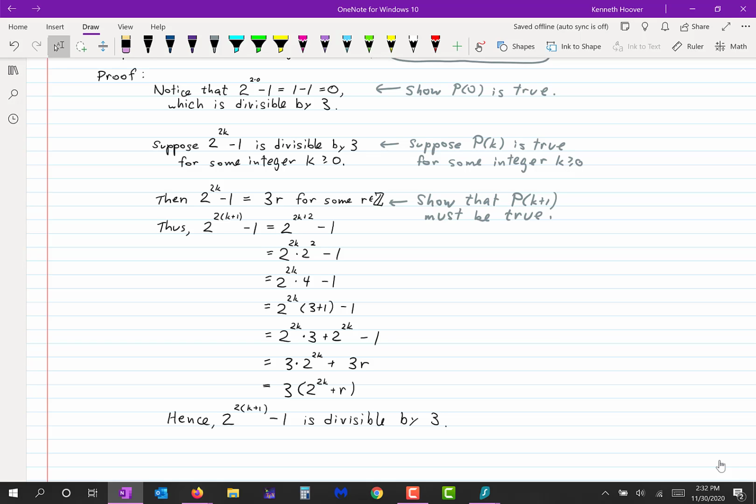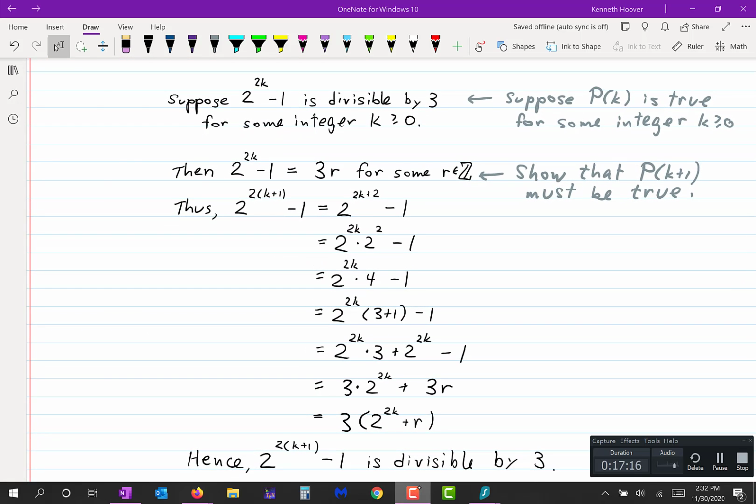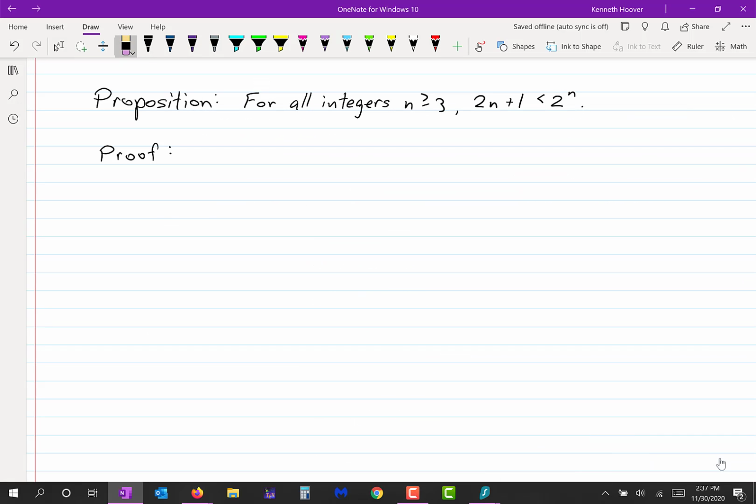All right, let's do another practice problem. Okay, let's look at this proposition. For all integers n starting at 3, 2n plus 1 is less than 2 to the n.